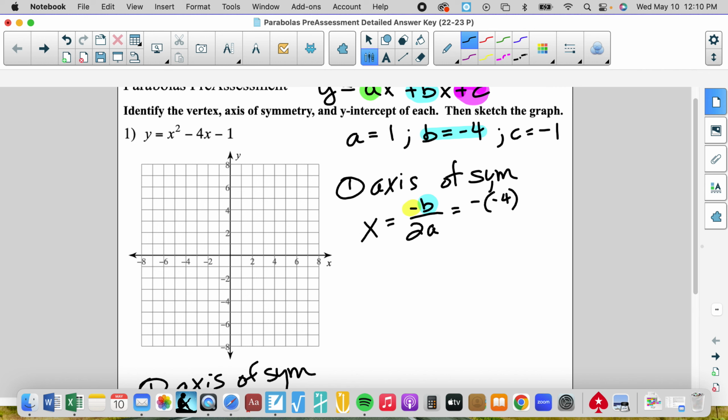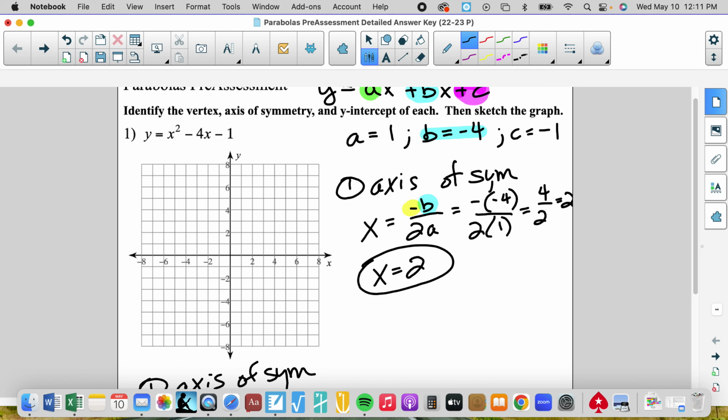All right. So that being said, 2 times a is 2, since a is 1. The opposite of -4 is +4. And we get 4 divided by 2, which is 2. So my axis of symmetry is x equals 2.